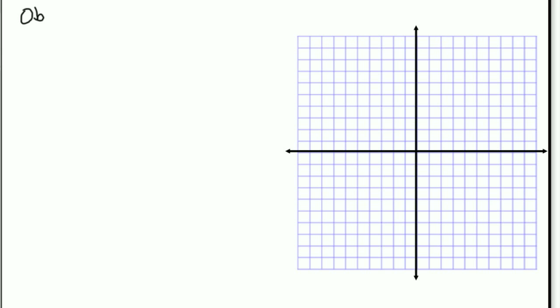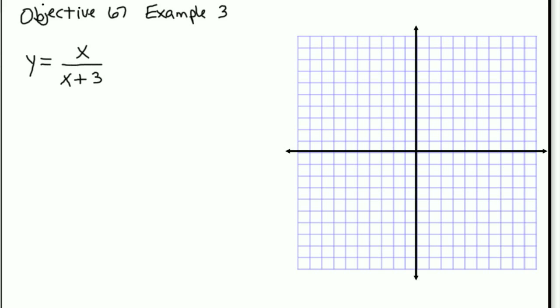Okay, objective 67, example 3. Graphing with rational equations, y equals x over x plus 3.